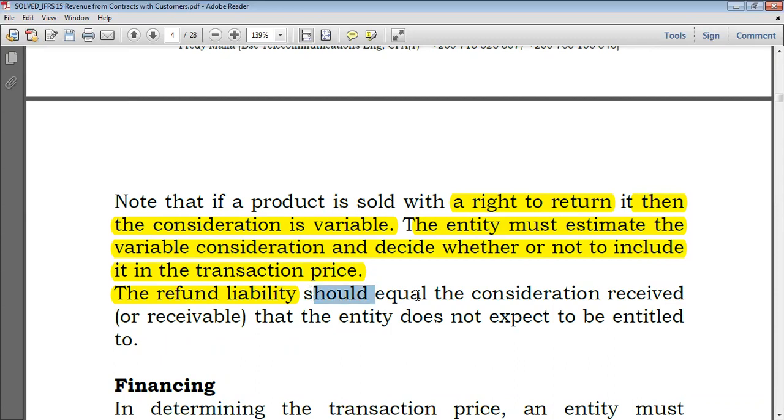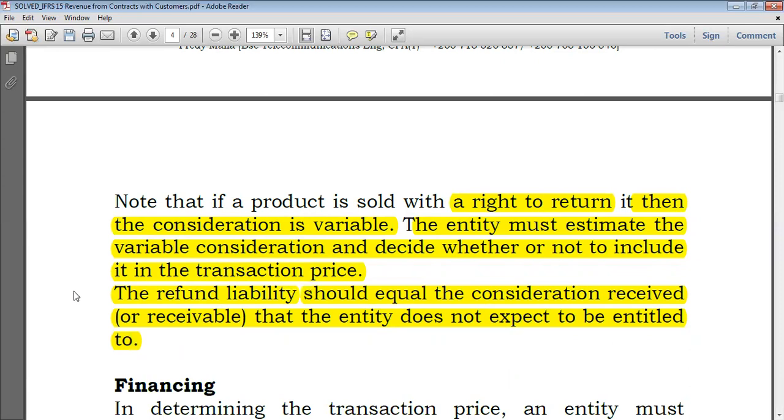So the refund liability should be equal to the consideration received or receivable that the entity does not expect to be entitled to. The amount that you feel that the customer will come back and claim should actually be the refund liability. So it's just like that.